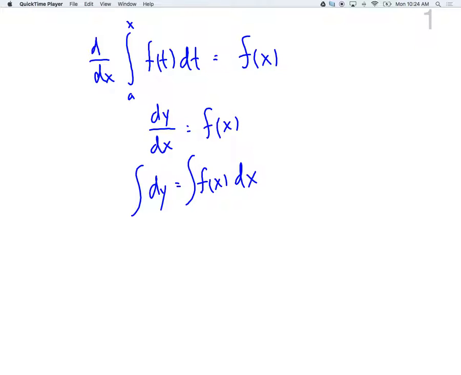What's the integral of dy? Maybe this will help. What's the integral of 1 dy? Would it be 2y squared? Mm-mm. Would it be 1? Mm-mm. 1. Why? Why? Good.